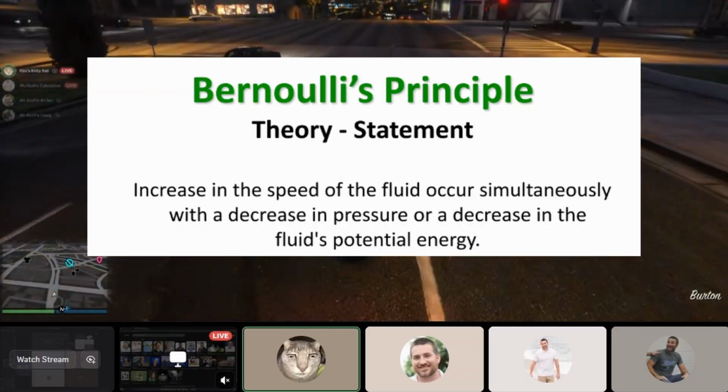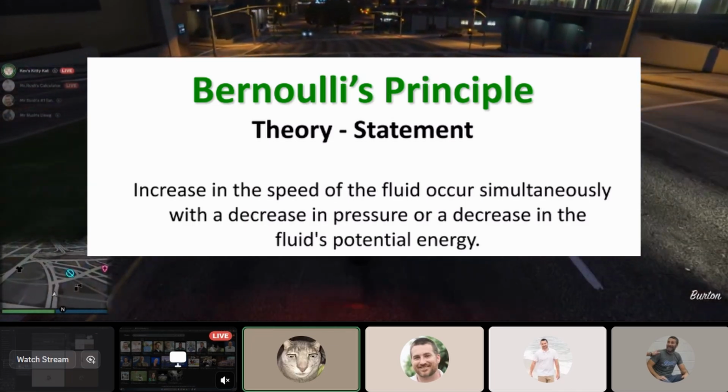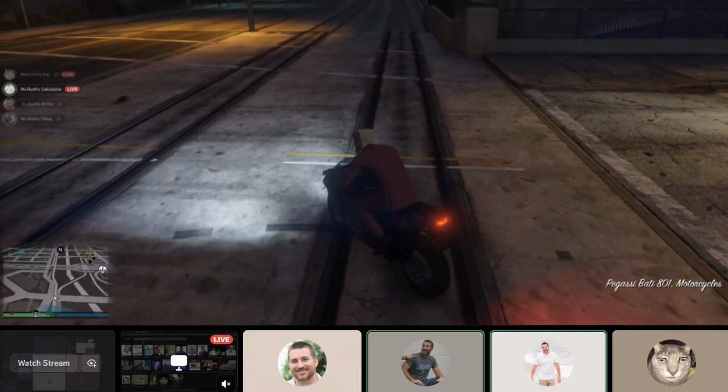Anywho, Bernoulli's principle tells us that when the speed of the fluid increases, its pressure decreases. This is Bernoulli's equation, as seen here.